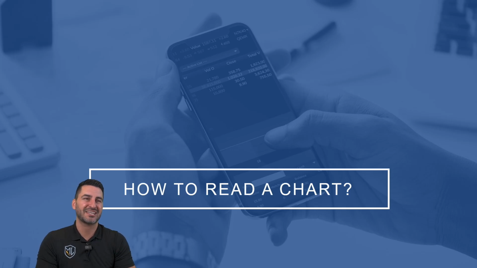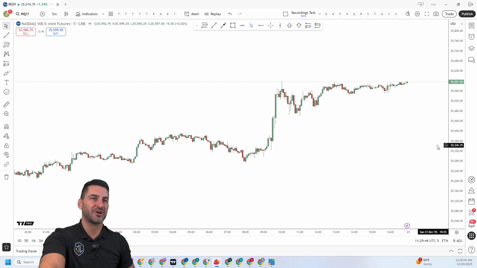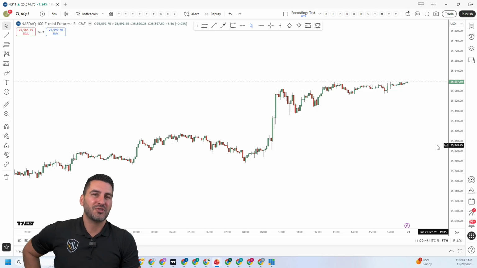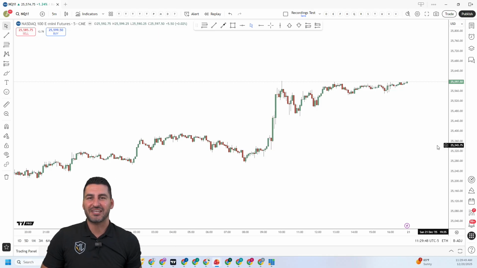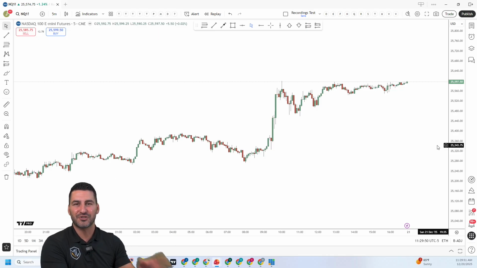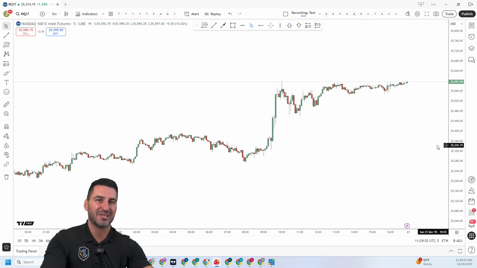Today we're going to discuss how to read a chart. So let's get started. What we're looking at is TradingView. This is a TradingView charting software. You don't have to use it, but I like it, so let's get going.